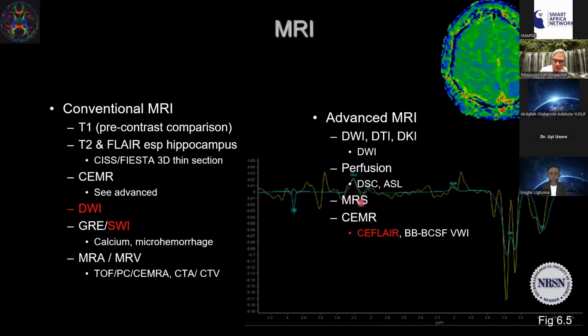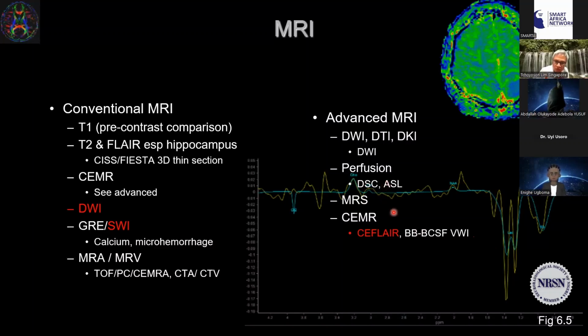MR spectroscopy sometimes can be helpful as a tiebreaker because on MR spectroscopy, in abscesses, the choline isn't elevated, but instead there is a large peak of lipid lactate.